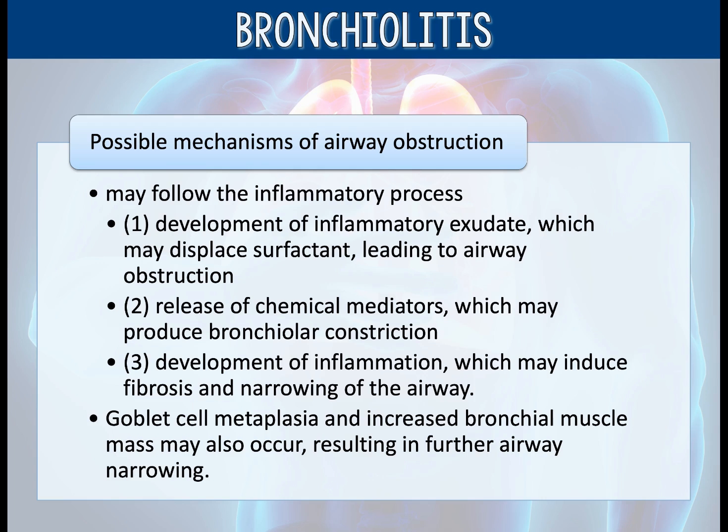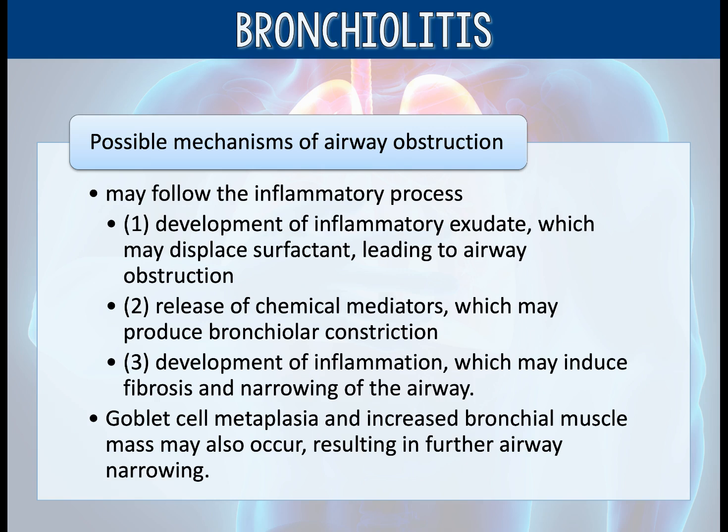So there are three possible mechanisms of airway obstruction that may follow the inflammatory process. How does bronchiolitis occur? It can be from the development of some kind of inflammatory exudate. We said during inflammation, there's sort of debris that accumulates, and this may displace surfactant. Remember that surfactant is that substance that keeps your alveoli open. So if the inflammatory exudate pushes surfactant out of the way, then your alveoli will collapse, right? When they collapse, then you don't have gas exchange.